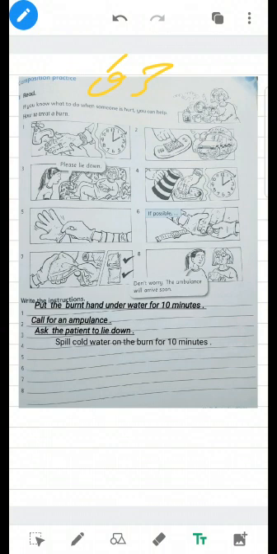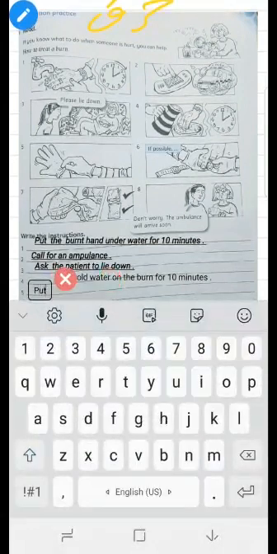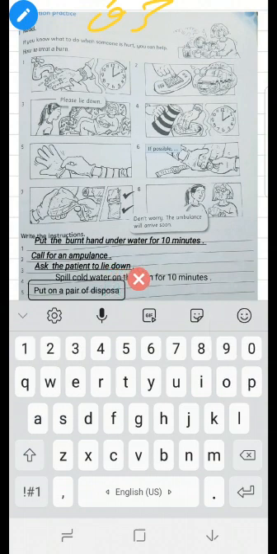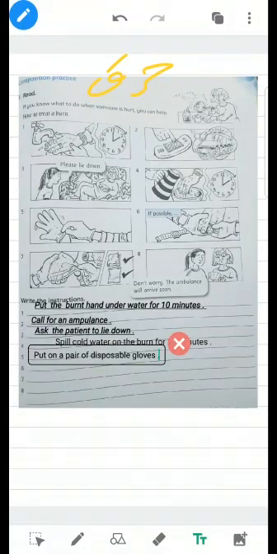Number 5. What should the girl do? Put on a pair of disposable gloves. Before you touch the burn or the cut or the wound, you have to keep this burn away from germs. How do we do that? By wearing a pair of disposable gloves, okay?